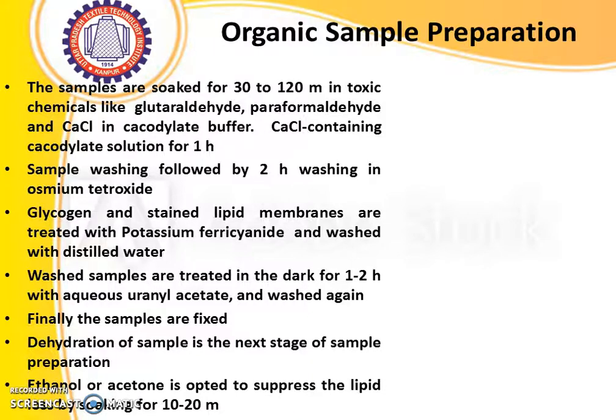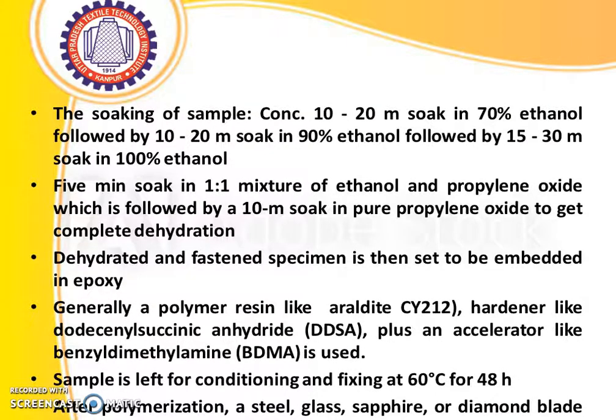Then dehydration of the sample is the next stage of sample preparation. It is cleaned by ethanol and acetone to suppress the lipid loss by soaking for 10 to 20 minutes. The soaking is 10 to 20 minutes in 70% ethanol, followed by 10 to 20 minutes in 90% ethanol, again followed by 10 to 30 minutes in 100% ethanol. Then a 5-minute soaking in a 1:1 mixture of ethanol and propylene oxide is followed by 10 minutes of soaking in pure propylene oxide to get complete dehydration.